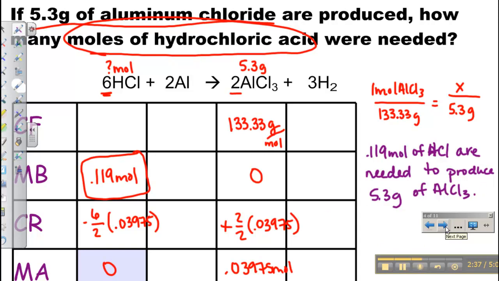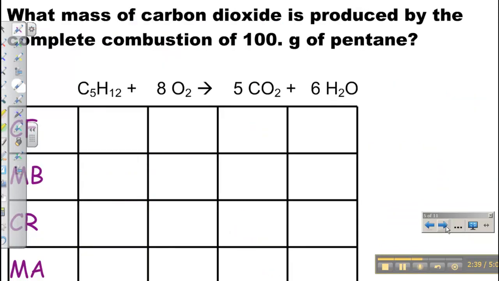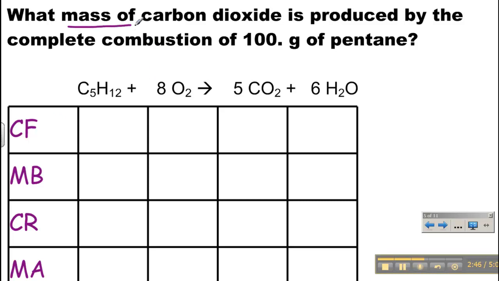Alright, let's look at another example. Now, for this example, we're going to read our problem again. What mass of carbon dioxide, so mass of carbon dioxide is what we're looking for, is produced by the complete combustion of 100 grams of pentane? So we have our balanced equation here. So mass of carbon dioxide, mass is grams. So I'm looking for mass of carbon dioxide if I have 100 grams of pentane.